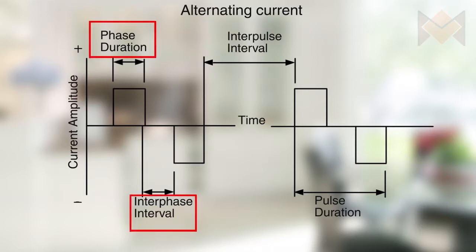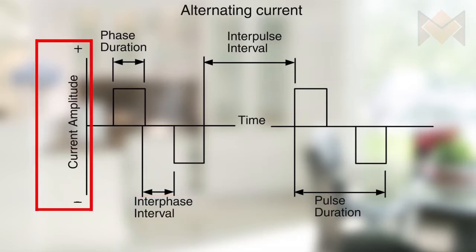Phase is either the positive or negative part of a waveform, indicating there is electrical activity. Phase duration is the amount of time it takes to complete one phase of a pulse. This is measured in microseconds. Interphase interval is the time between two consecutive phases. There is no electrical activity occurring at this time. This is measured in microseconds also.